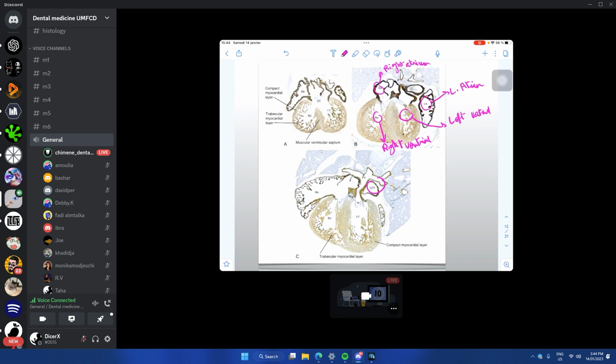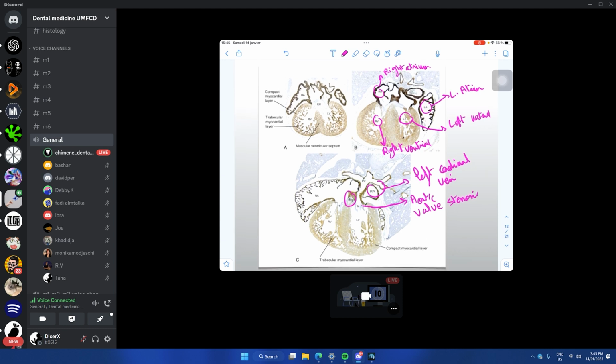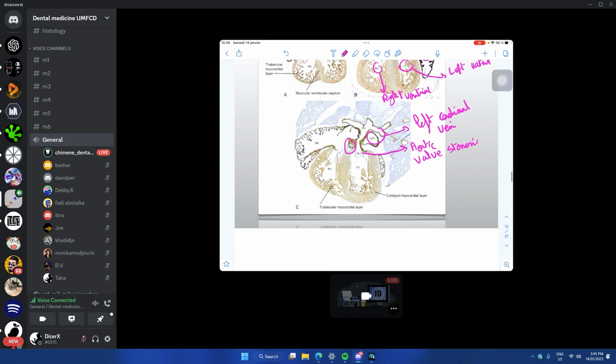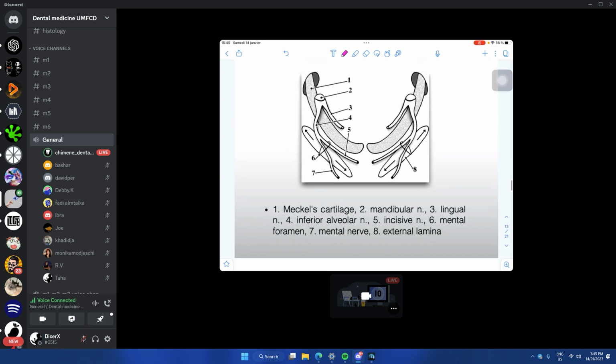Now, of course, you're going to ask me, what is LCV? What is AVS? LCV stands for left cardinal vein, and AVS stands for aortic valve stenosis. What else do you need to know? You have the truncus arteriosus in here, for the outflow tract, and that's it for this one. I just labeled you everything you need to know in here.